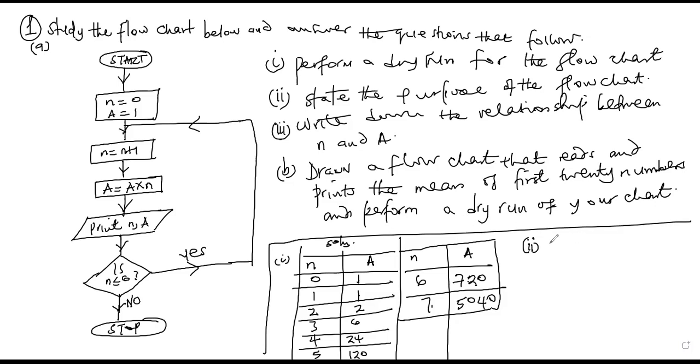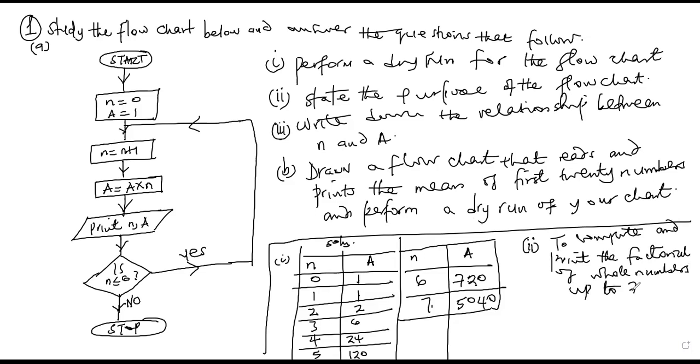So we shall say that the purpose is to compute and print the factorial of whole numbers up to 7. Then Roman 3, they want us to write down the relationship between n and a.